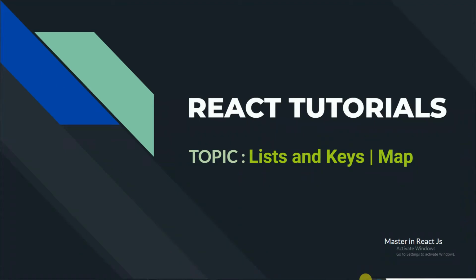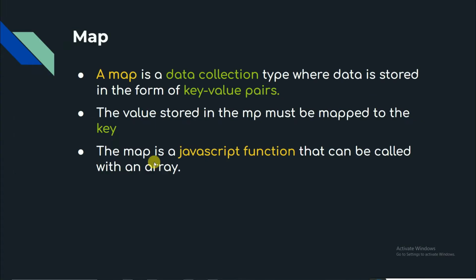I am your friend Pankaj, and in this video we will learn list and keys and map method in React. So first of all we will see what is map. A map is a data collection type where data is stored in the form of key value pairs, like we store data in the array in key value format. So what is map?